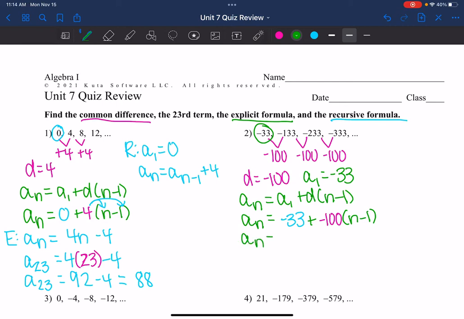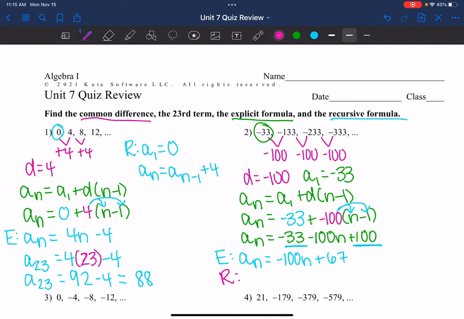So a sub n equals negative 33 minus 100n plus 100. Because when I distribute right here, okay, that becomes negative 100 times n, and then negative 100 times negative 1 is going to give me a positive 100. Then I'm going to go ahead and I'm going to simplify negative 33 and positive 100. So a sub n equals negative 100n plus 67. Now that's my explicit formula, and I can go ahead and write my recursive as well.